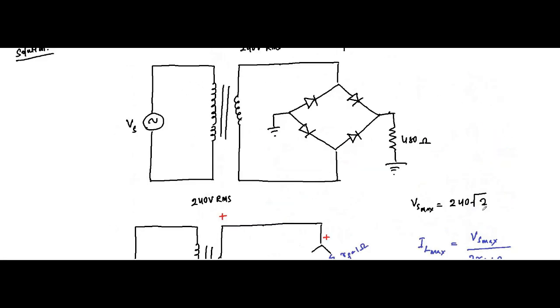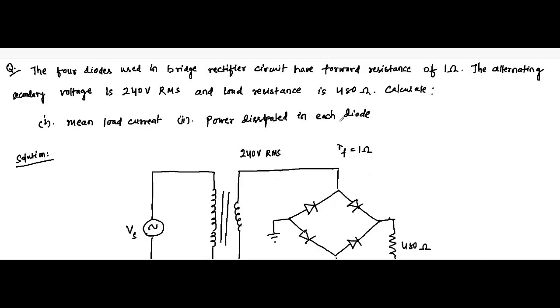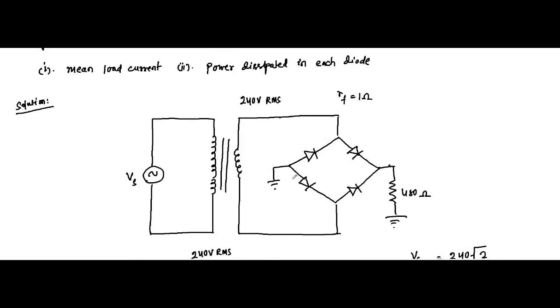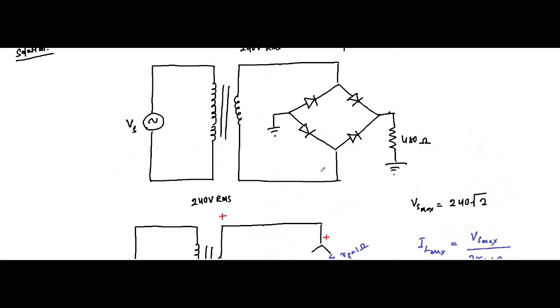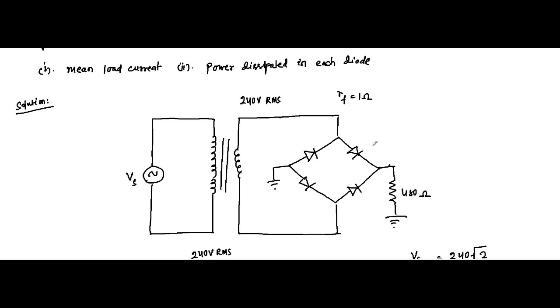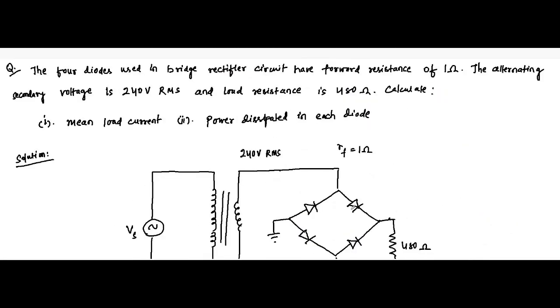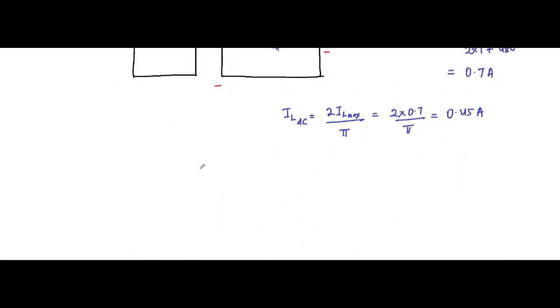Then it has been asked to find the power dissipated in each diode. Here please pay some attention. The rectifier circuit conducts during both positive and negative half cycle. That is, during the positive half cycle these two diodes conduct, this one and this one. During the negative half cycle these two diodes conduct. But if we consider a single diode, then one diode conducts only during one half cycle.